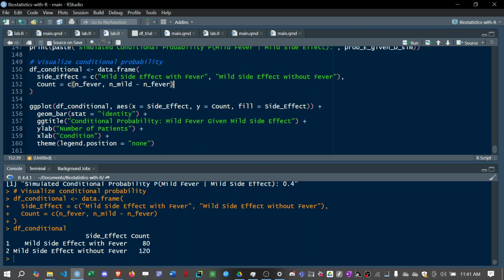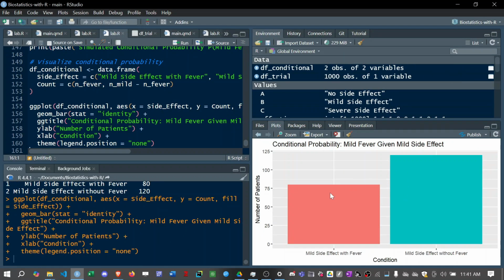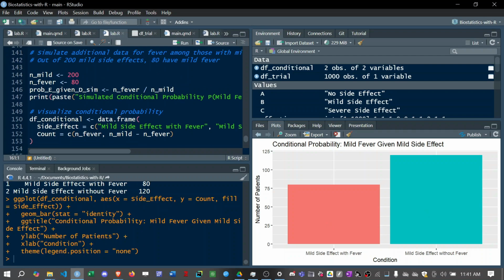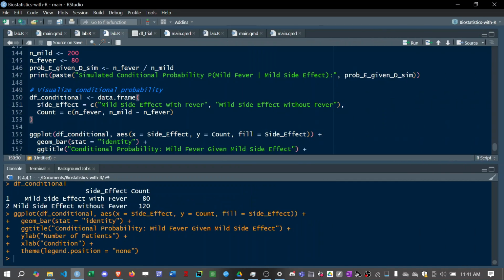So this is why we created the table, and we can create a bar plot for this. So you can see that these are those with mild side effects with fever and those with mild side effects without fever. So this is it for probability. This is just an intro, and in the next section we're going to be talking about the various probability distributions.